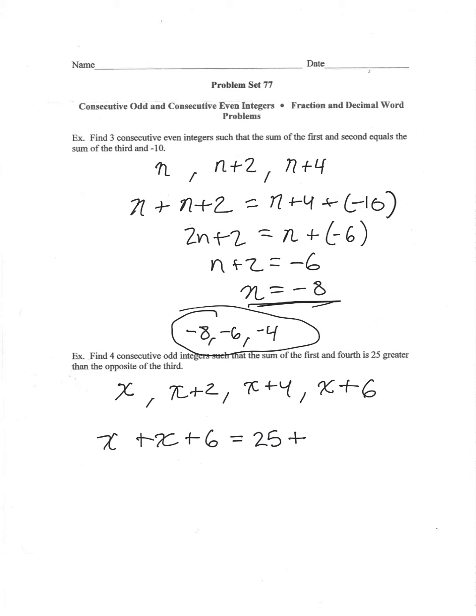Opposite of the third. Well, the third is x plus 4. The opposite of that is minus x plus 4. Maybe it would help to put brackets. But that's what the opposite of x plus 4 would be. And now we've got an equation we can solve, so we're going to go ahead and do that.